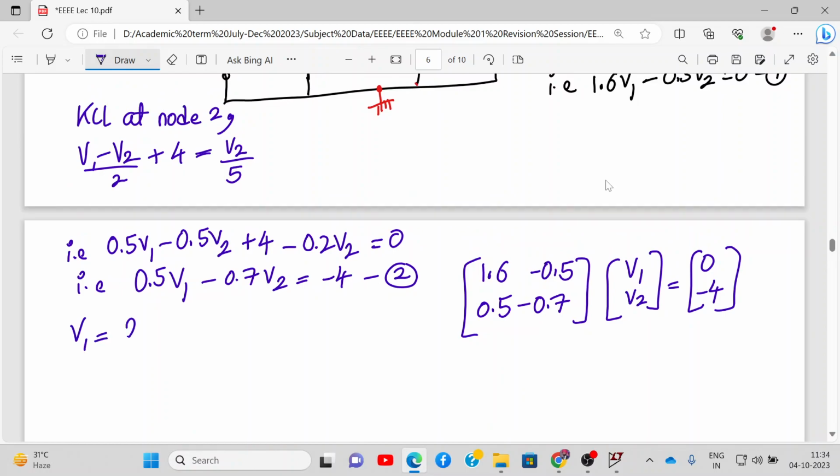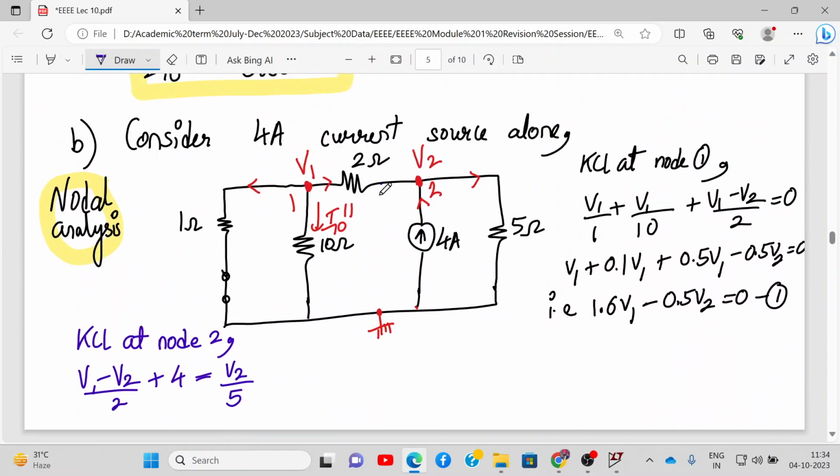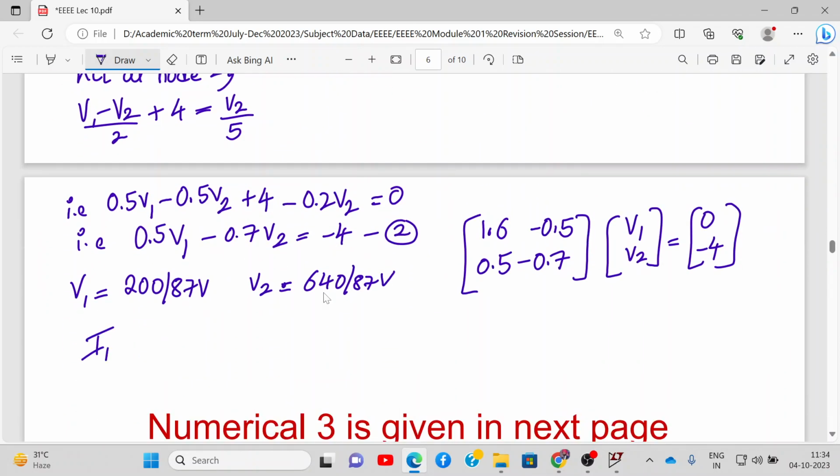So V1 is coming out to be 200 divided by 87 volt, and V2 is coming out to be 640 upon 87 volt. And what we need to find? I10 double dash. So I10 double dash will be V1 upon 10. That will be 200 upon 87 into 10, so that will be 20 upon 87 amperes. So this is my value of I10 double dash.